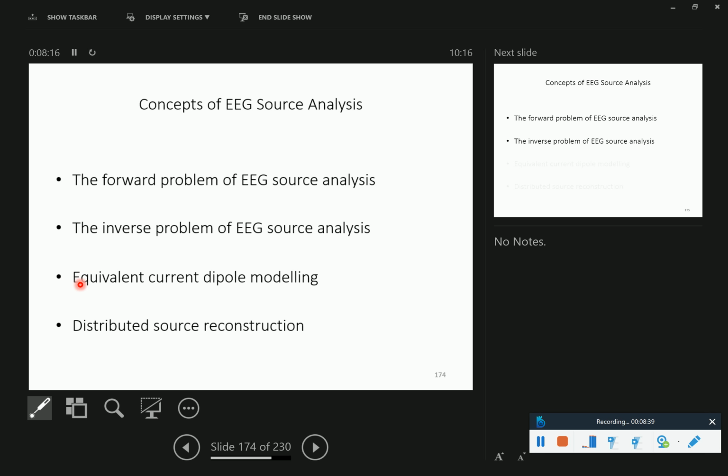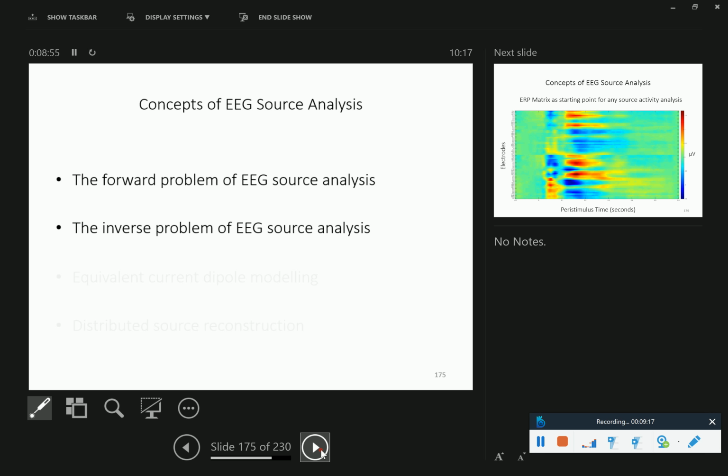And then there are 2 main approaches that are being used, namely equivalent current dipole modeling, maybe these days a little bit less, and distributed source reconstruction, maybe these days a little bit more. I think equivalent current dipole modeling may be a little bit on the decline. However, if supported by biophysical models of neural activity, which in neuroimaging come under the label of DCM, equivalent current dipole modeling is also well alive, but the pure equivalent current dipole modeling may be a little bit on the decline.